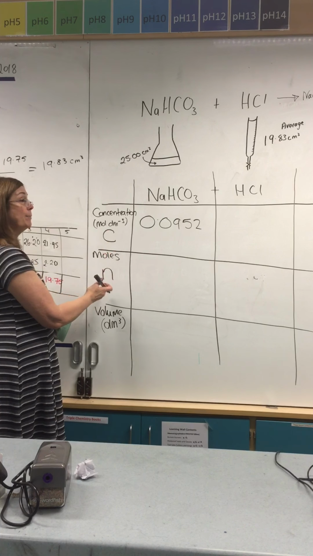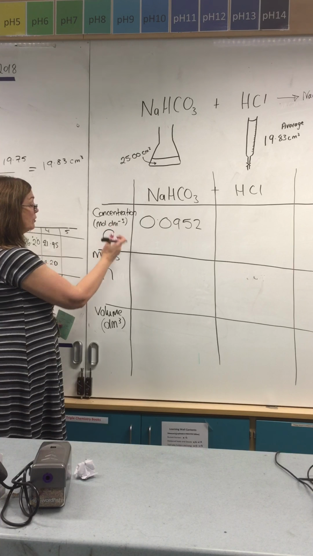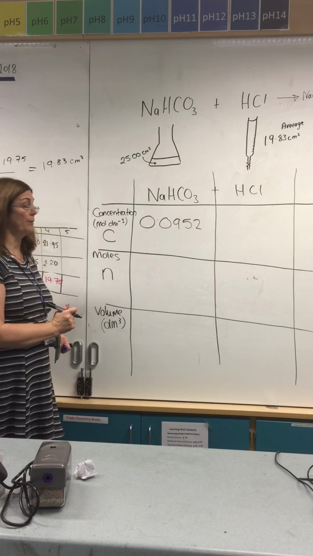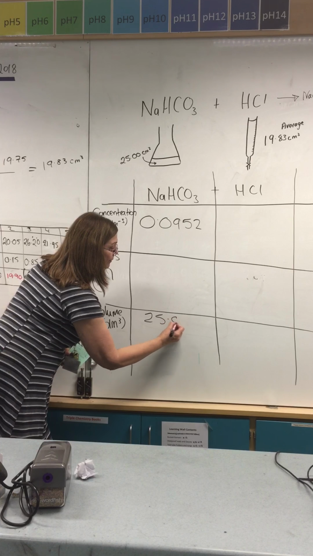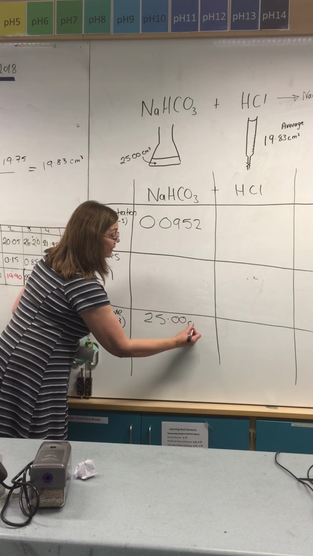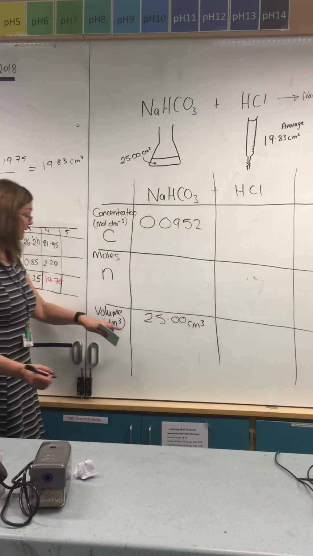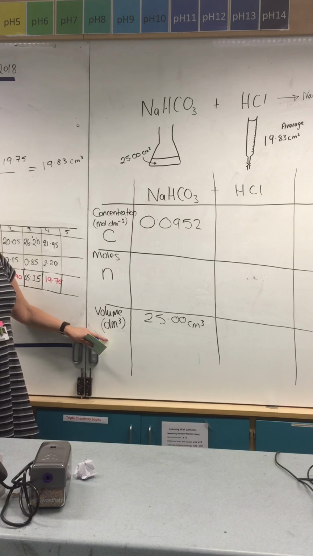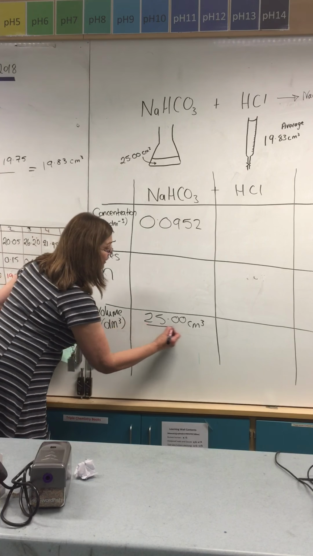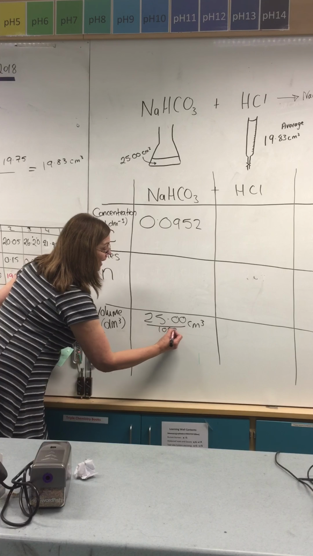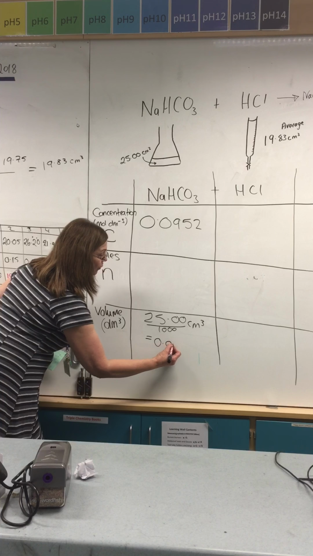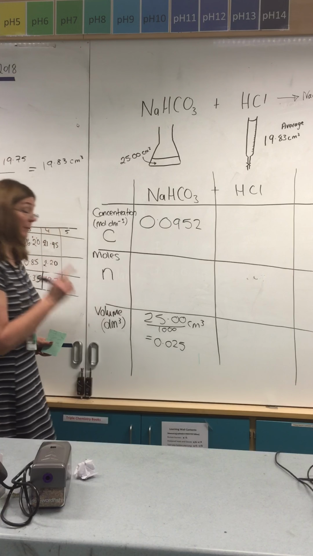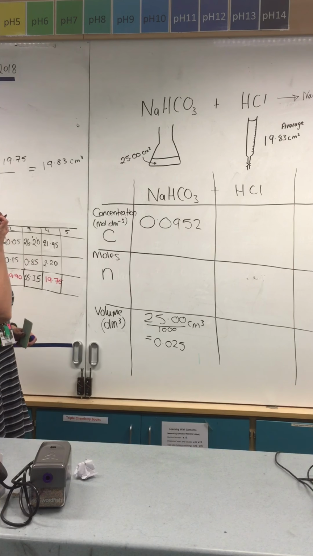So I've set this table up to work out concentration, moles and volume. So the volume was 25 centimetres cubed, which I'm going to convert into decimetres cubed. And to do that, I divide it by 1,000. So divided by 1,000, the volume in decimetres cubed is 0.025. I'm going to use that later.